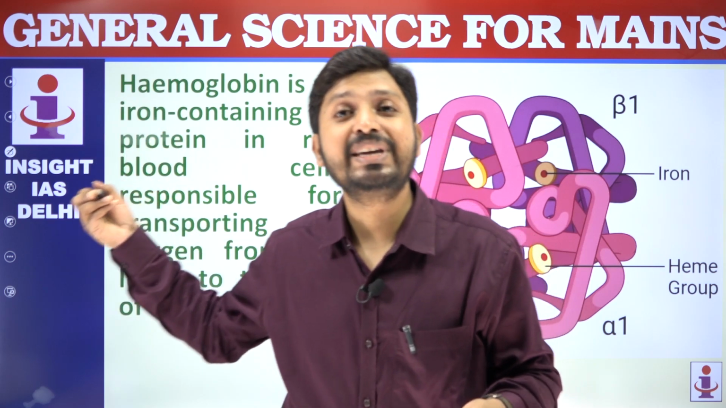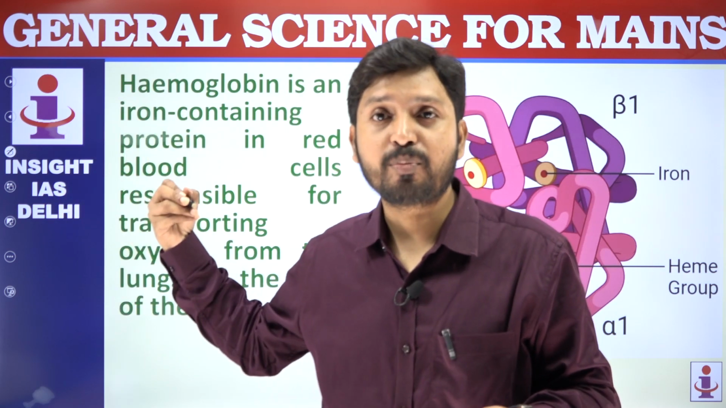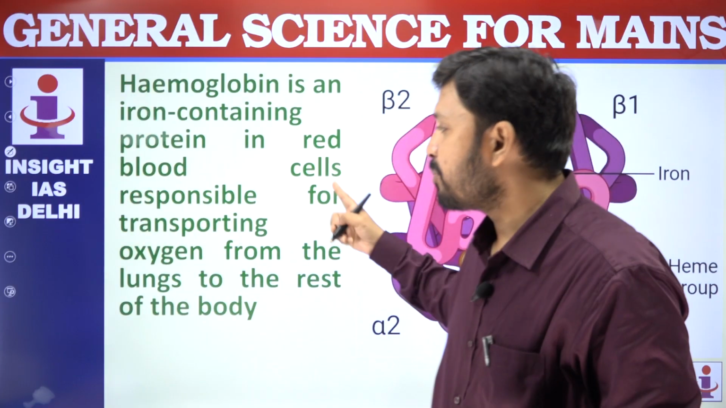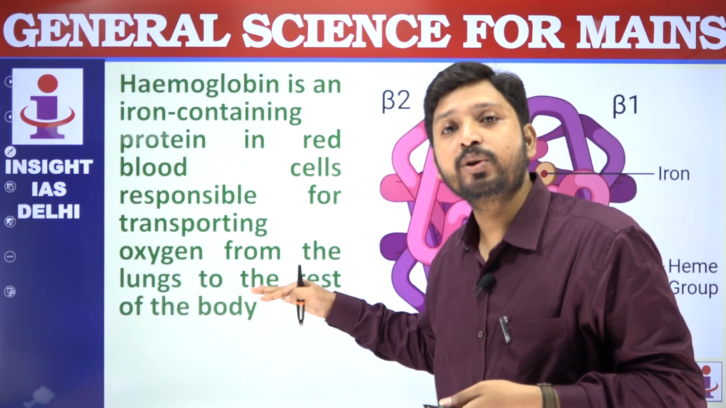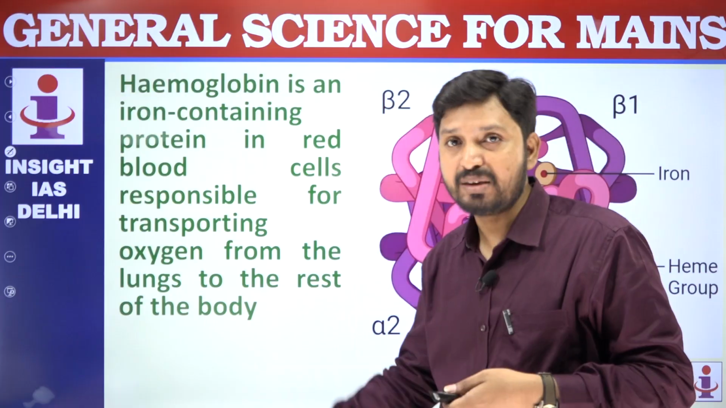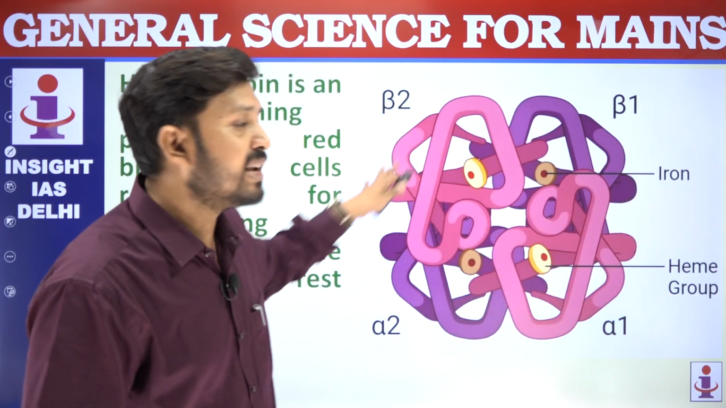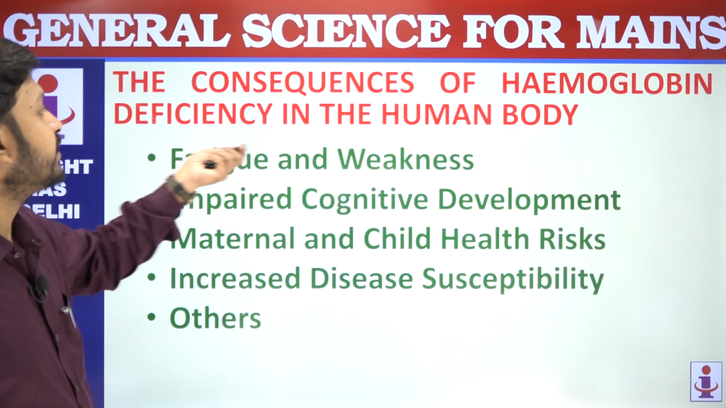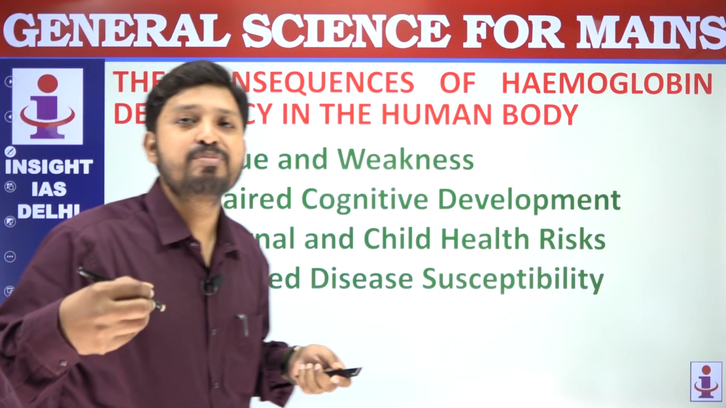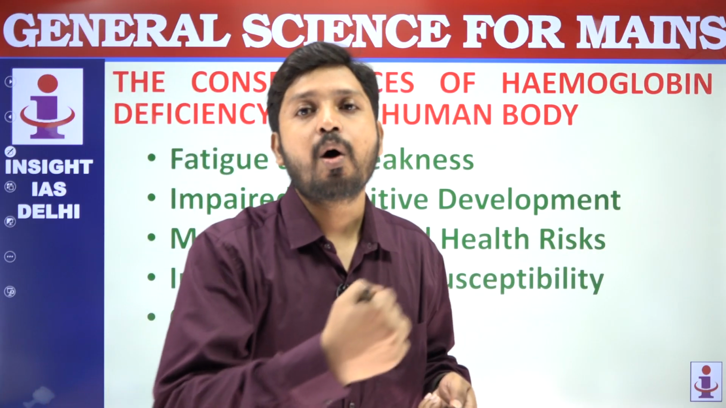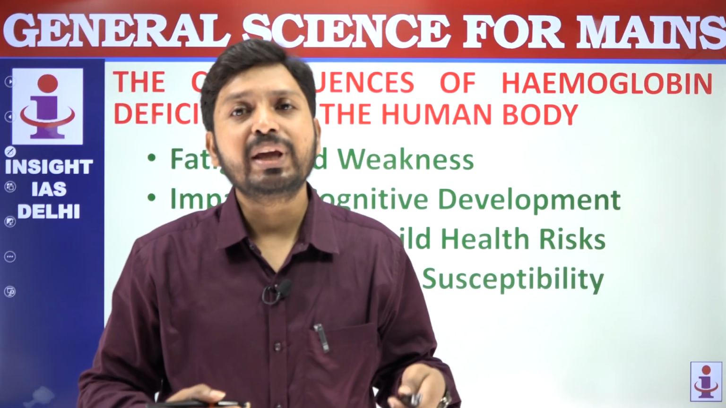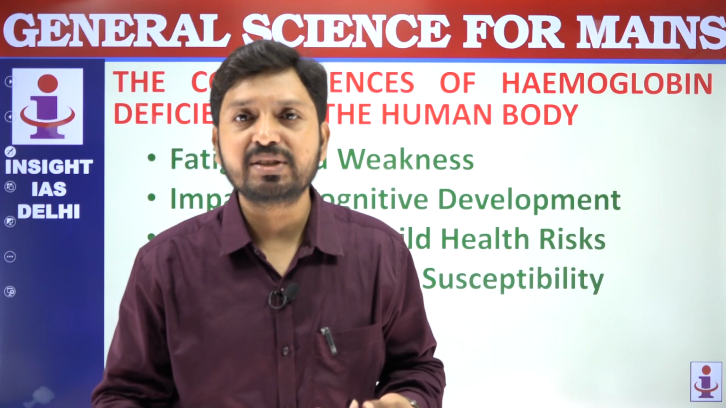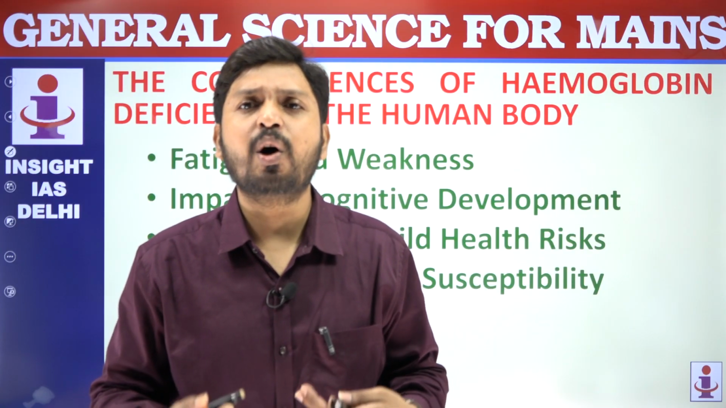If this hemoglobin is less, or RBC is less in our body, then the capacity of the blood to transport oxygen will be reduced. This condition is called anemia. So when these are less, it will lead to what is called anemia. So what are the consequences of hemoglobin deficiency in the human body? What will happen when our blood is not transporting the required oxygen to different organs? Then the metabolic activity will be slowed down. Once metabolic activity is slowing down, we will feel lethargic or weak, or stamina will be reduced. All these things we can see. There are other consequences also. Let's see one by one.